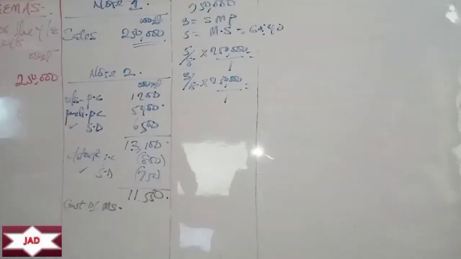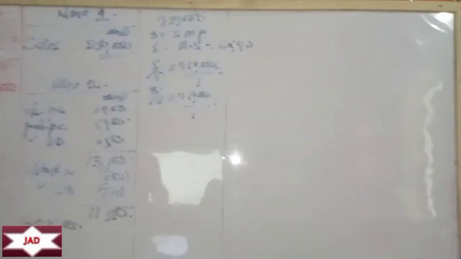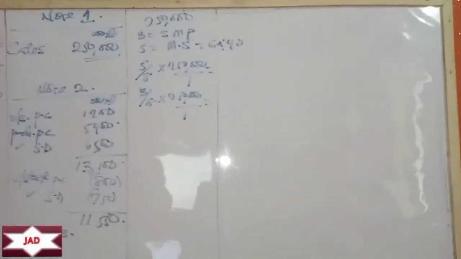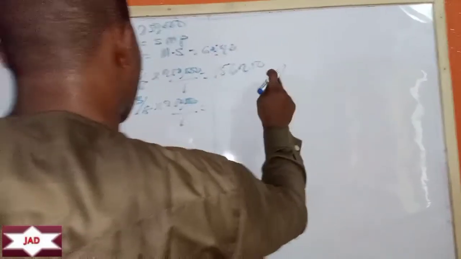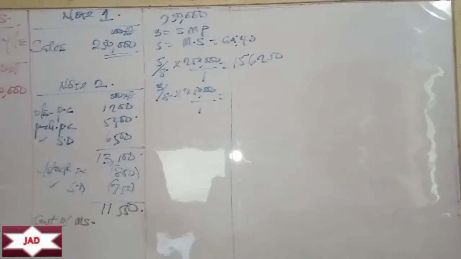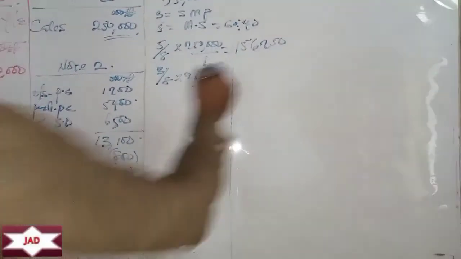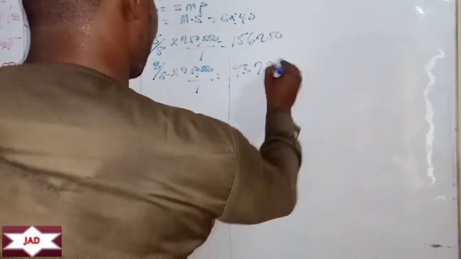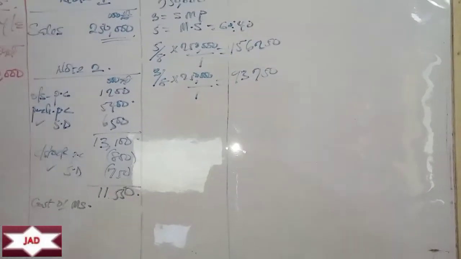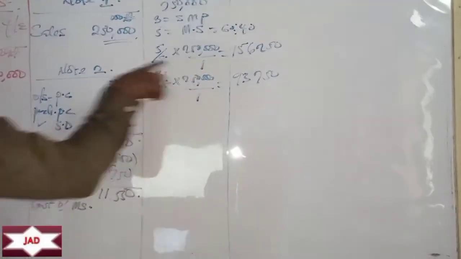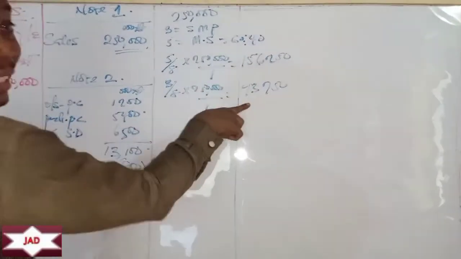So what do we have for both sides here? 5 divided by 8 times 250,000. So we have 156,250 for movie studios, and then the remaining one there, which is 93,750, is for self-produced. But now, what is the cost of this that is from movie studios, and what is the cost of this that is self-produced?